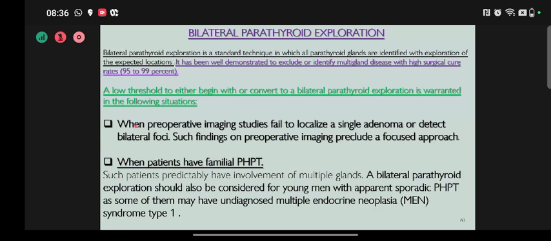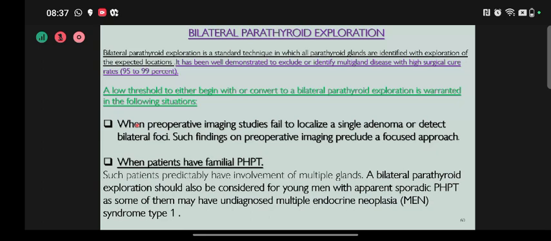Coming to the bilateral parathyroid exploration. Bilateral parathyroid exploration is a standard technique in which all parathyroid glands are identified with exploration of the expected locations, and it's well demonstrated to exclude or identify multi-gland disease with high surgical cure rates. That's 95 to 99%, as we are going to explore all of the parathyroid glands.